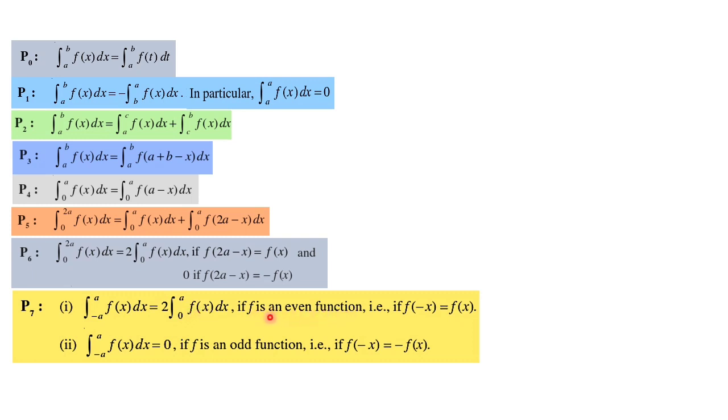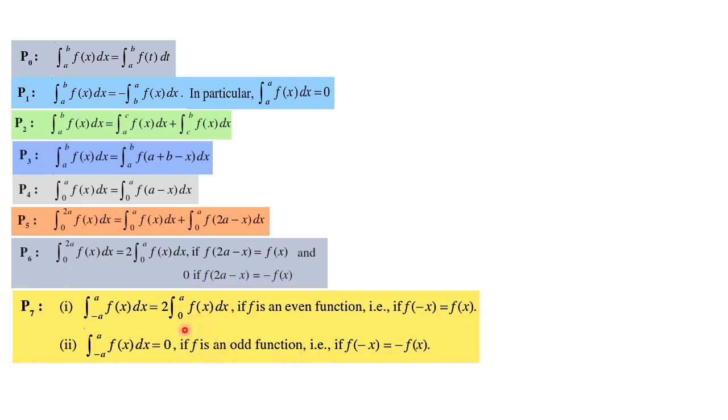How do we check whether the function is even or not? This is the way. If f of minus x is equal to f of x, then we can say that it is an even function. Once it is an even function, we can write it as 2 into integral 0 to a f of x dx. And if it is an odd function, if you find f of minus x, you should get minus f of x. We have discussed some examples in the previous class.